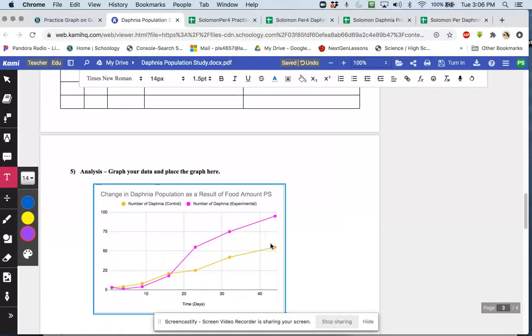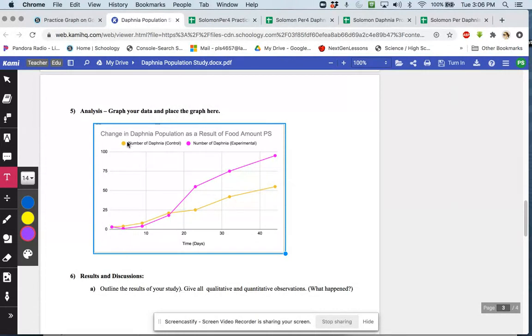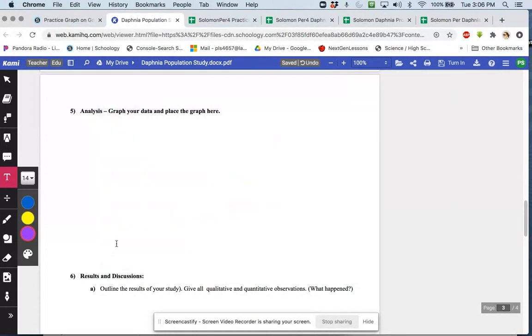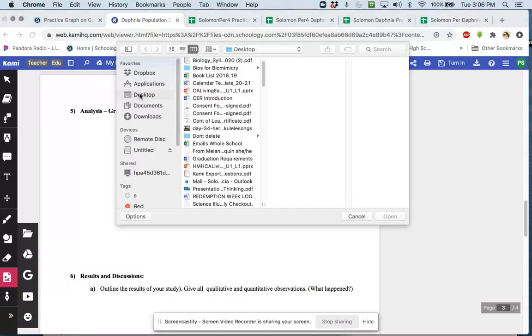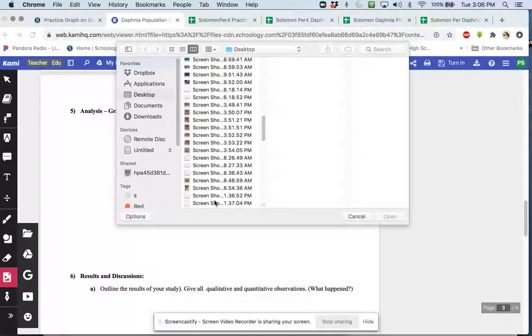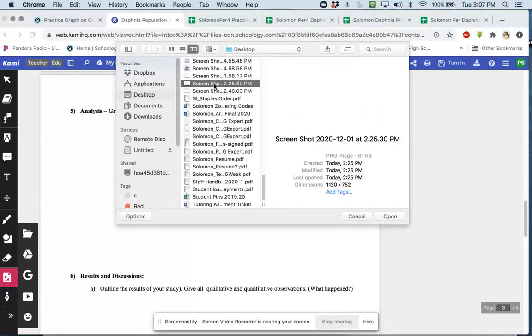Your graph should look like this, and you should be able to place it right here. So now how do you do this? Okay. I'm going to delete this so I can show you. Maybe I won't delete it. There we go. How do you get your graph? So let's say you've done your graph and you've taken a screenshot of your graph. Now you're going to go here to this little add media icon and you're going to click on my computer. And on mine, all my screenshots go right to my desktop. So I have to just find my last screenshot, which is this one. Whoops, no, I don't want that one. That one. And then I just click open.